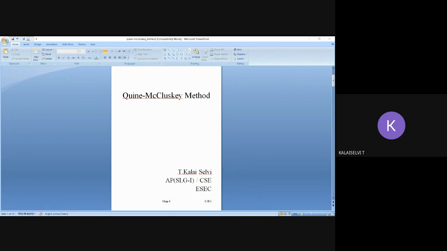Okay, so don't get confused. Column 2 is first level reduction and column 3 is second level reduction. So here this has to be marked. So why are we marking this? This helps in forming the prime implicant table. We will see how the prime implicant table is formed in the coming slides.